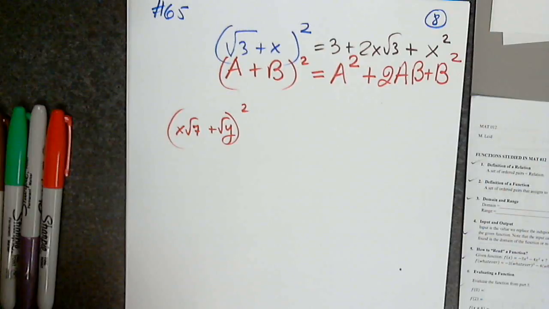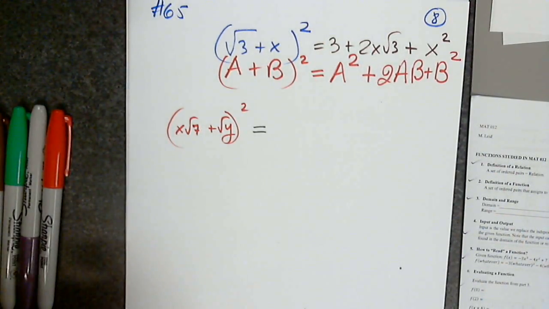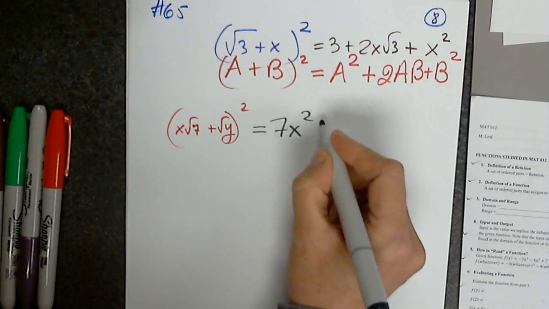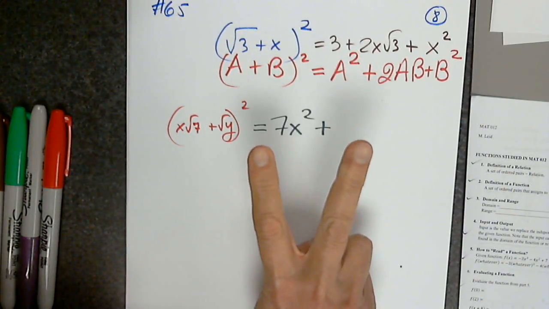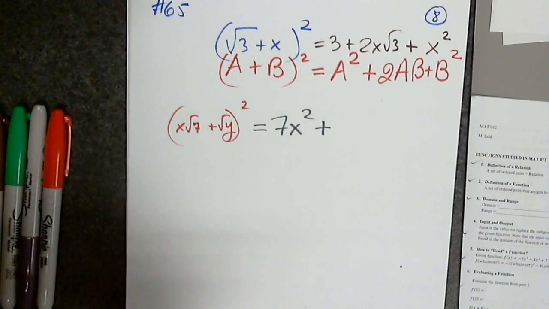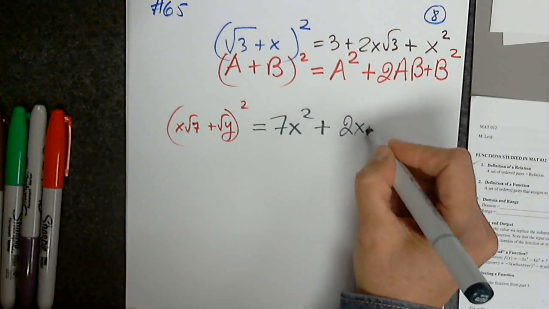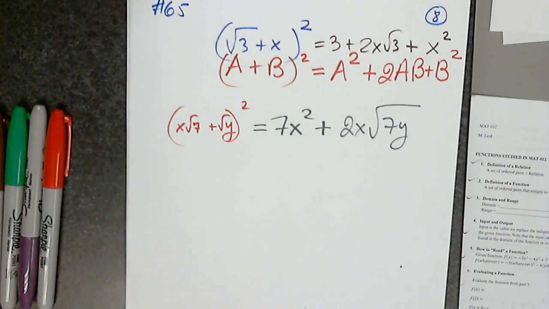Can anyone give us the first term squared? X squared. Excellent. Plus, remember, there is a 2 outside, and there is an x outside, and then the product. Very good. Indeed, 2x times the square root of 7y. Excellent.